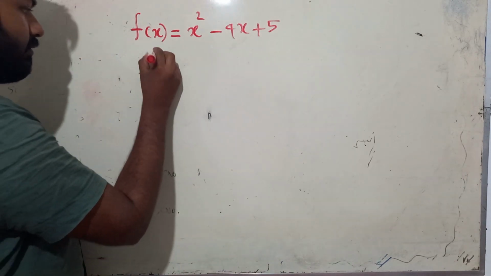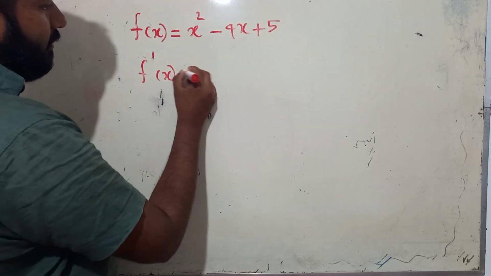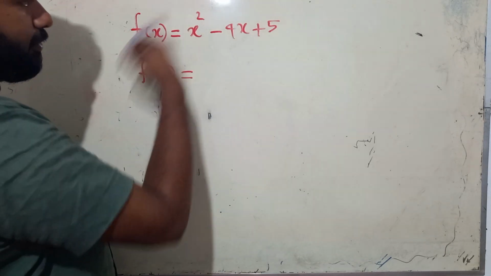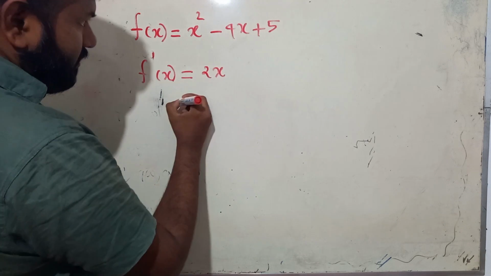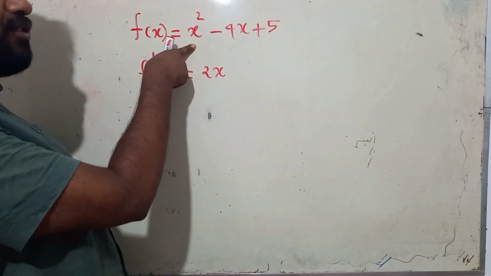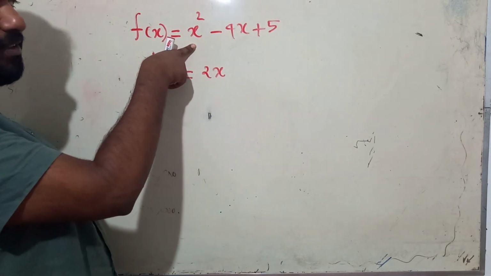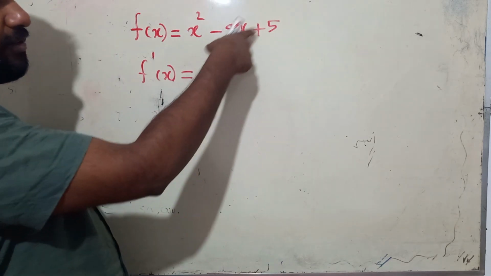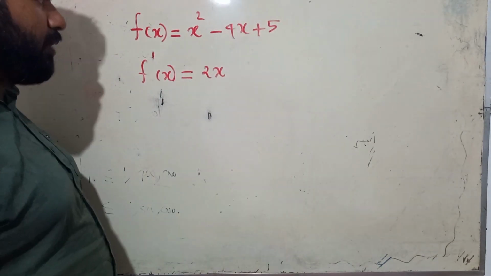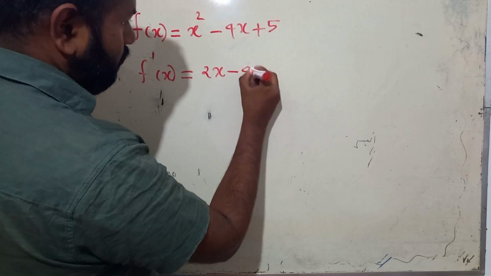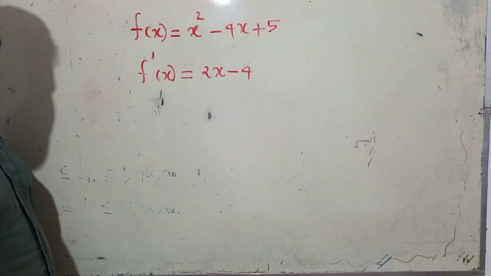So we will find the first derivative of this function, that is f dash x. The first derivative of this function is going to be 2x. The differentiation of x squared with respect to x is going to be equal to 2x, and differentiation of the term 4x with respect to x is going to be 4. So it's going to be 2x minus 4.